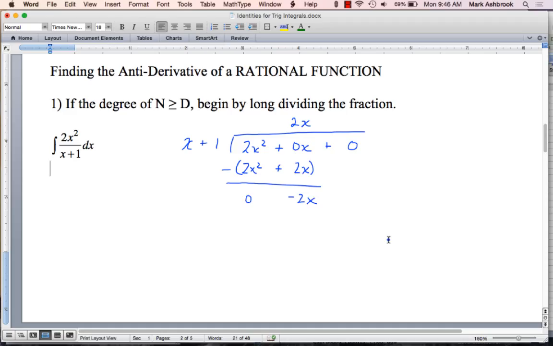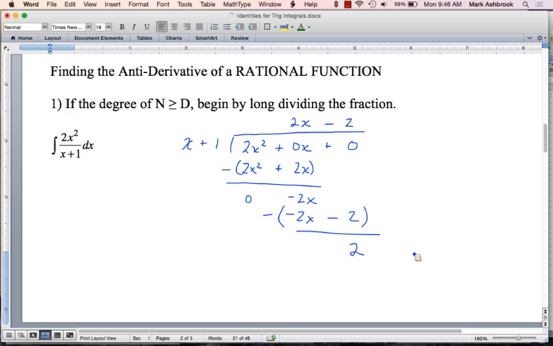And then again, we ask, what are we going to multiply x by to get minus 2x? Minus 2. So minus 2 is going to be minus 2x. And then minus 2 times 1 is also minus 2. And we're going to subtract. And when we subtract, that will be 0. And we'll get plus 2 is the remainder, right? Plus 2 is the remainder.